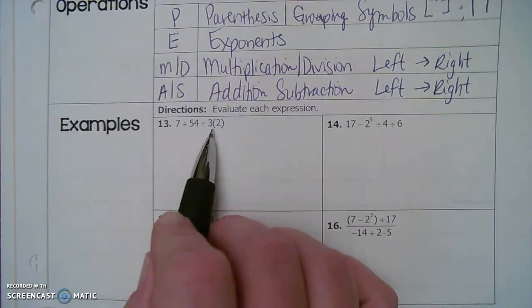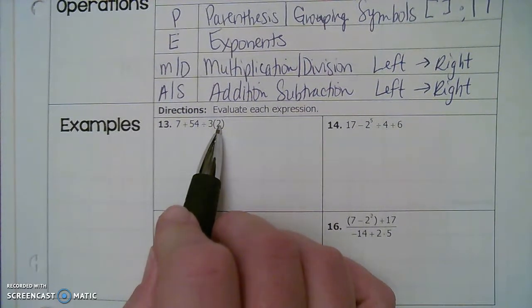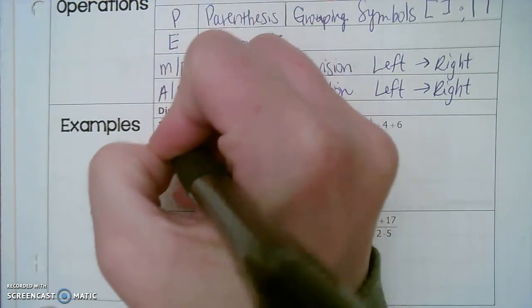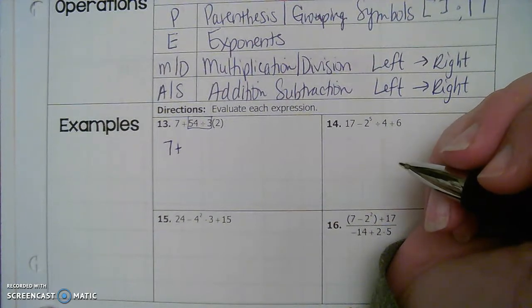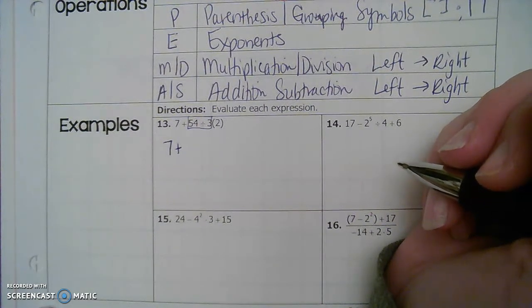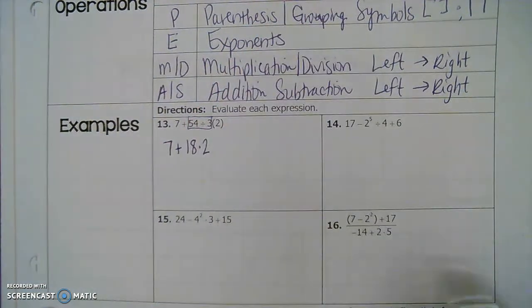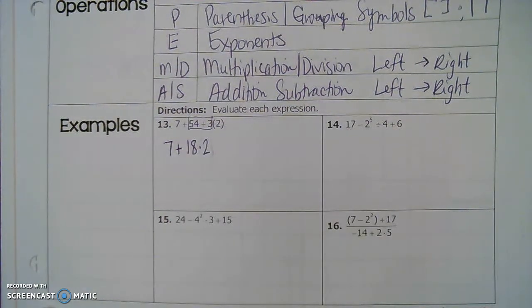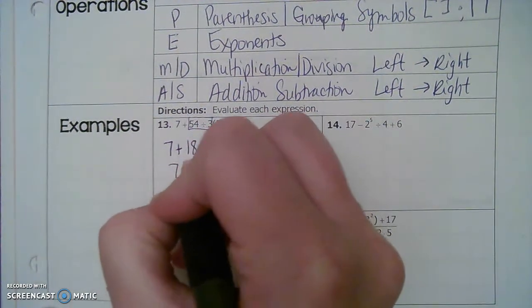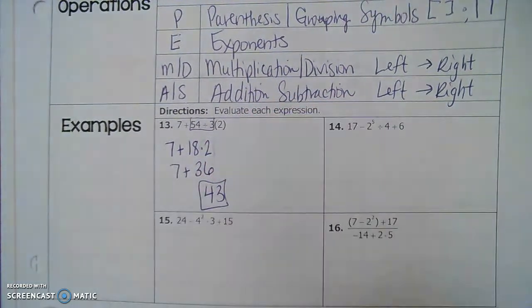So a lot of people are tempted to do this 3 times 2 first because they see the parentheses, but there's nothing happening inside the parentheses. So this is just showing multiplication. So you actually need to do 7 plus the division first because the division comes first when you're looking left to right. 54 divided by 3 is 18, and then times 2. So notice I changed the parentheses to a multiplication sign. If you want to leave it with the parentheses, either way is fine. So now I need to do 7 plus 18 times 2 is 36. So my answer is 43.